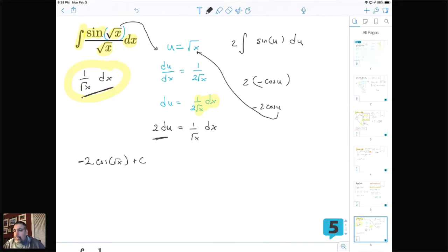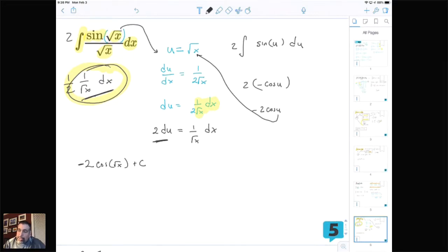I see Bofu is asking a question, why don't we just multiply by 1/2? I'm assuming you mean back where I had the 1 over root x dx left over. If I did that, I could multiply that by 1/2, but I'd also have to put a 2 out in the front to balance it.